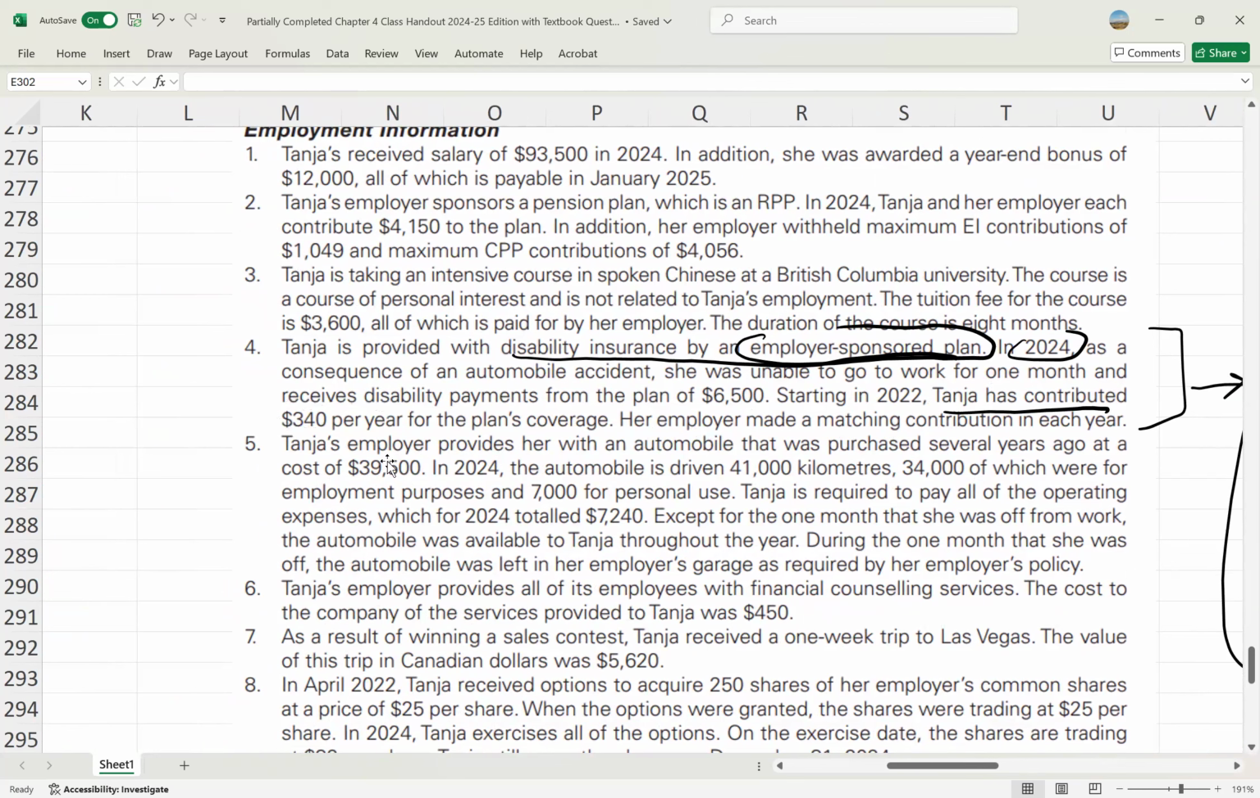She receives 6,500. That has to be included, and it has to be included in her employment income because this is replacing her employment income. She's not able to work, so this is replacing her employment income. So that will be included in her net employment income calculation. But she gets to deduct $340 per year for 2022, 2023, and also 2024. So she's paid it for 3 years, including the year that she received the disability payment. So she can deduct that from the 6,500.